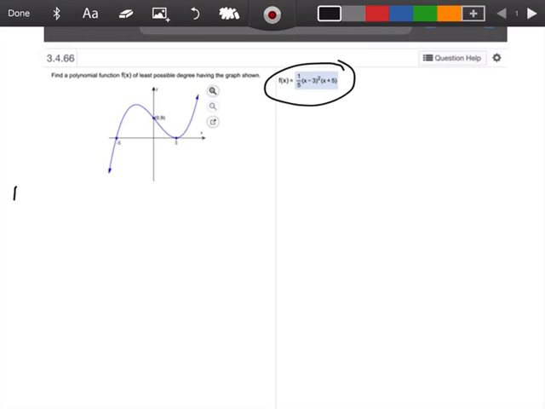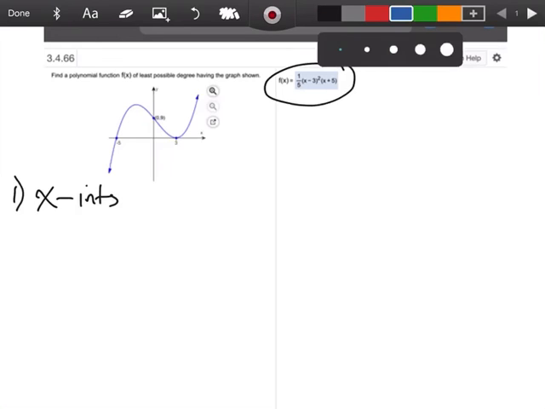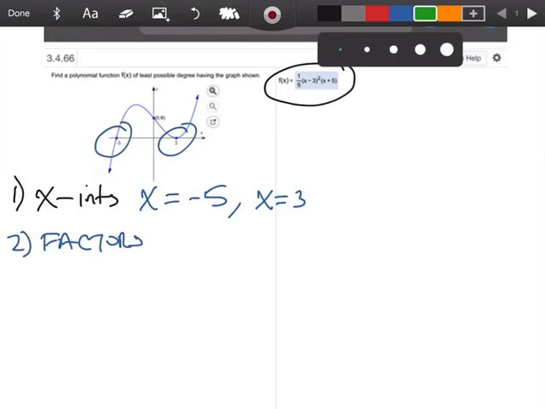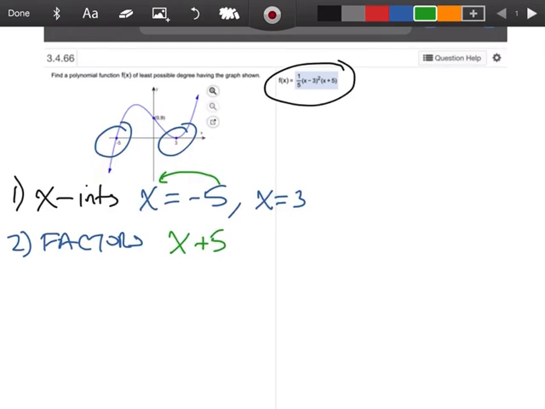So first thing we're going to do, we're going to look for our x-intercepts, okay? So I see two of them. I see this one here, and I see this one here. So the first one is x is equal to -5, and the second one is x is equal to 3. So then number 2, now I'm going to write them as factors. So when I'm writing them as factors, what I'm doing is I'm bringing that -5 over. That's going to be x plus 5. When I bring this 3 over, it's going to be an x minus 3.